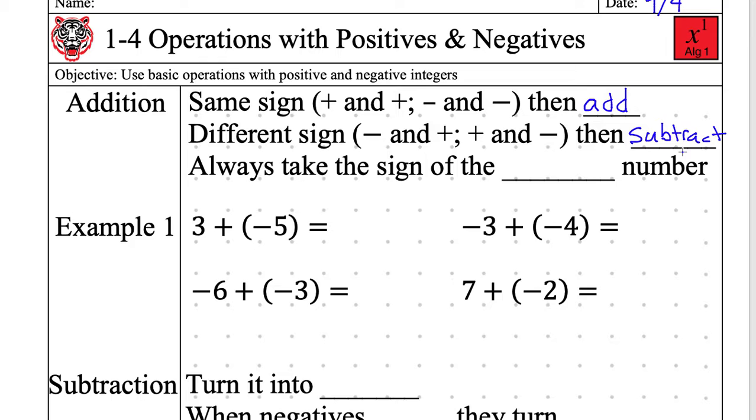Which one should we take? Quiet raised hand, Eamon? Larger number. The larger number, the bigger number, exactly. You can say larger, bigger, whatever you want to say. Take the sign of the larger number. That's going to be 50 XP to Eamon. So I have 4 different problems to see if we can apply this rule. We will go through them together.